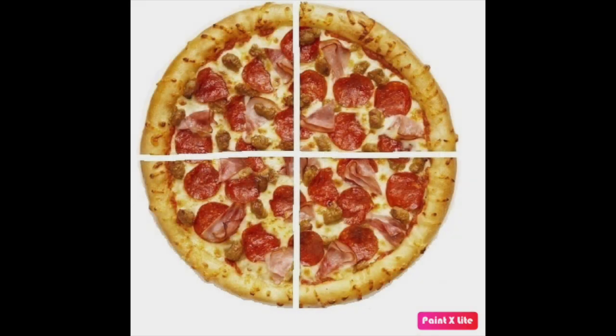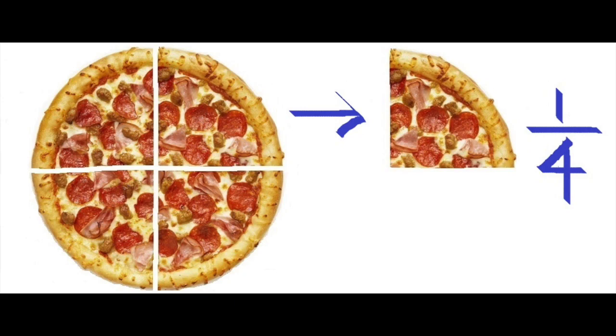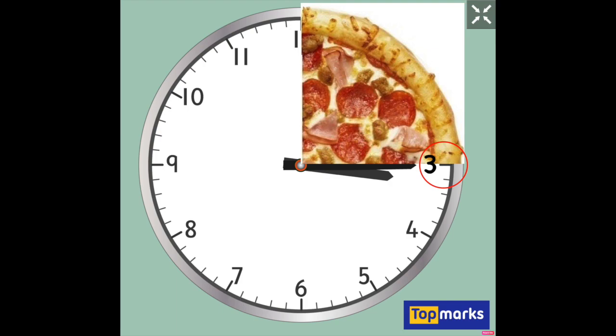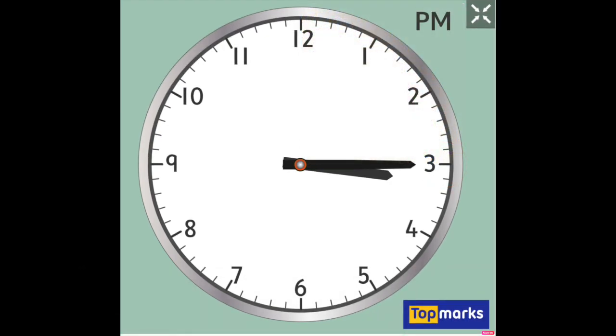Now let's visualize all that again using the pizza to help. So this is what a pizza looks like when divided into 4 equal parts. One of these sections is known as a quarter. Let's put this quarter of pizza on the face of the clock to see if it will help us find out where the minute hand might point if it is a quarter past time. Do you notice? This pizza slice shows us that the minute hand will point to 3 to show us clearly that a quarter of the hour has passed. Just as we saw on the last clock. Well done. Let's do more quarter past times.